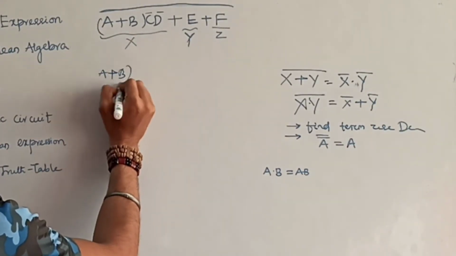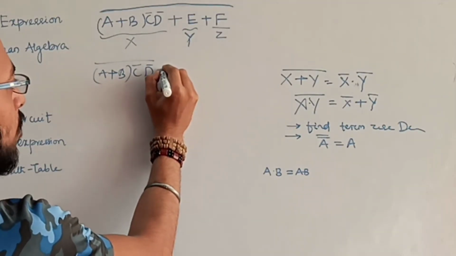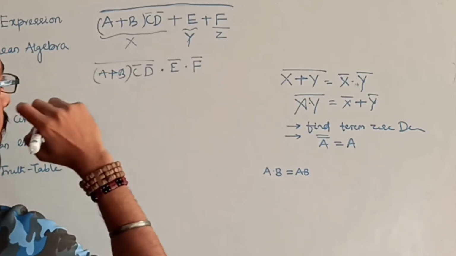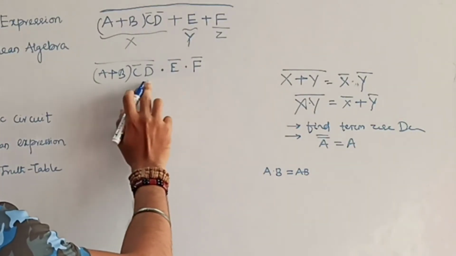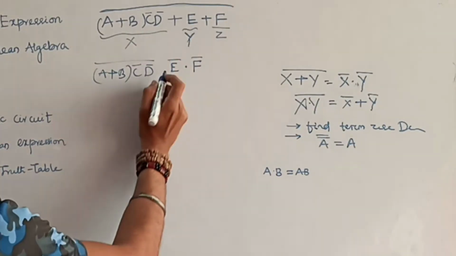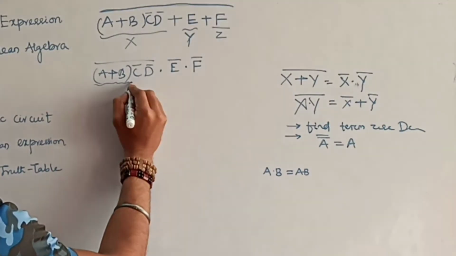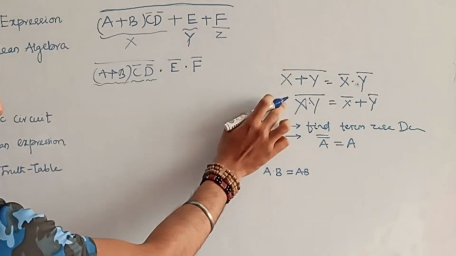So (A plus B) into C bar into D bar, whole bar, that is x bar dot y bar, means E bar, dot F bar, means Z bar. Okay. And these are the single terms, but here is a complex term. So I have to again subdivide it. It looks like x, y, z, three terms are ANDed. So I have to apply this second formula.